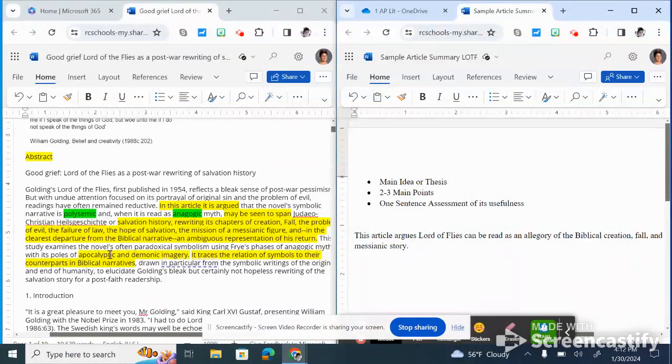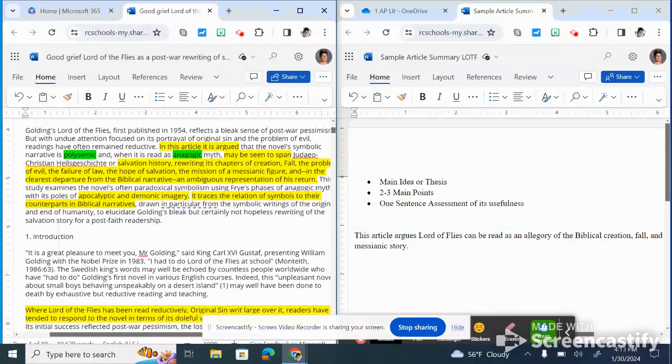It goes on in the introduction to say the study examines the novel's paradoxical symbolism using Fry's phases of anagogic myth with its poles of apocalyptic and demonic imagery. It traces the relation of symbols to their counterparts in biblical narratives. Okay, so now I kind of know what I'm reading for. This article is saying that Lord of the Flies has parallels to the biblical narrative.